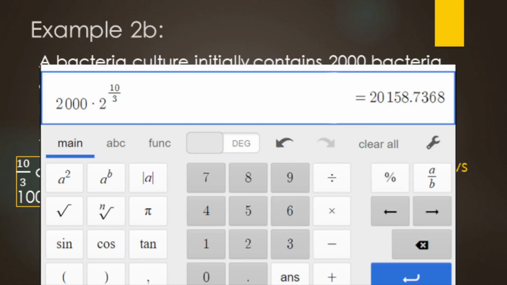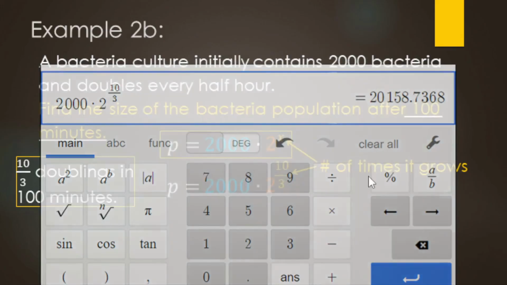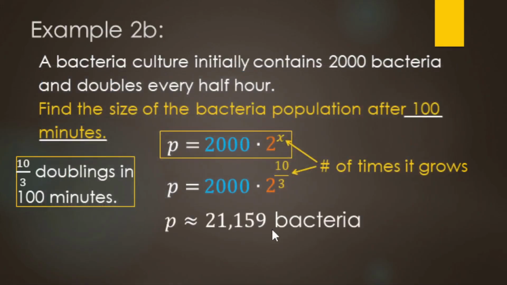If we're rounding to the nearest whole number of bacteria, because normally we don't have fractional ones, that would be 20,159. So if we're rounding there, that would give us the number of bacteria after 100 minutes. And again, you're not going to have an even number. So there's going to be some rounding involved there.